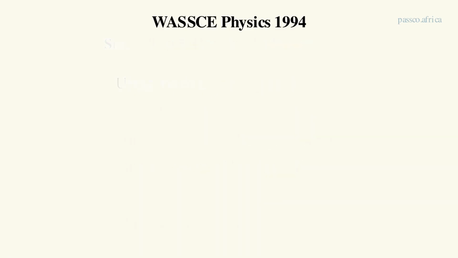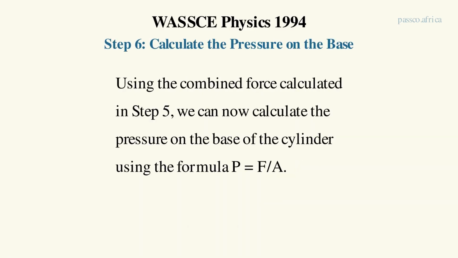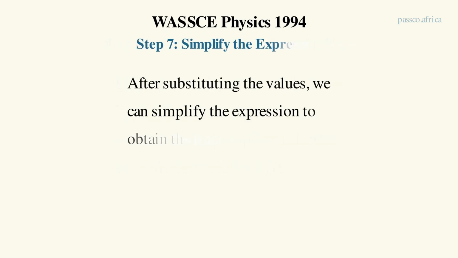Using the combined force calculated in Step 5, we can now calculate the pressure on the base of the cylinder using the formula P equals F/A. Step 7. Simplify the expression. After substituting the values, we can simplify the expression to obtain the final answer.